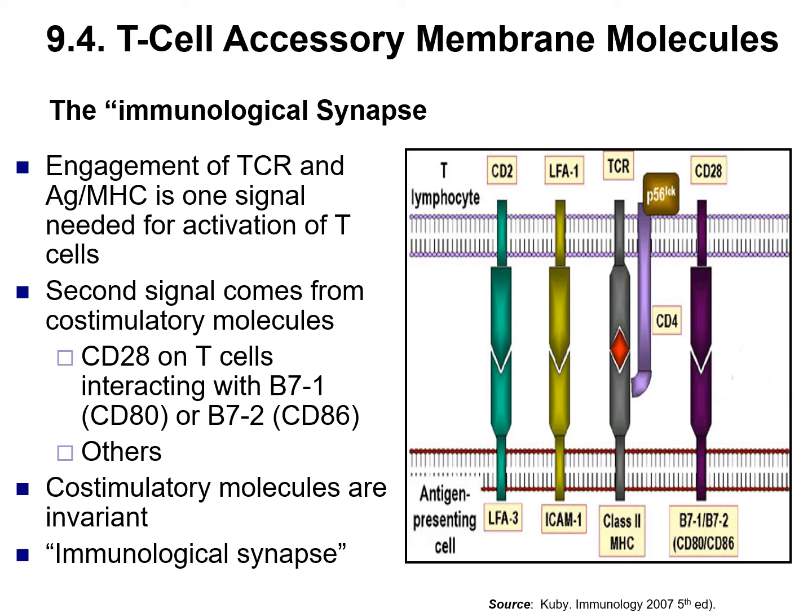Another signal would come from the co-stimulatory molecules, which we call co-stimulatory molecules because they participate in stimulating the T cells to be activated. So these are the CD28 on the T cells that interact with the B7-1 or CD80, or B7-2 CD86 molecules. Again, these molecules are never changing. They are not affected in any way by the interaction.